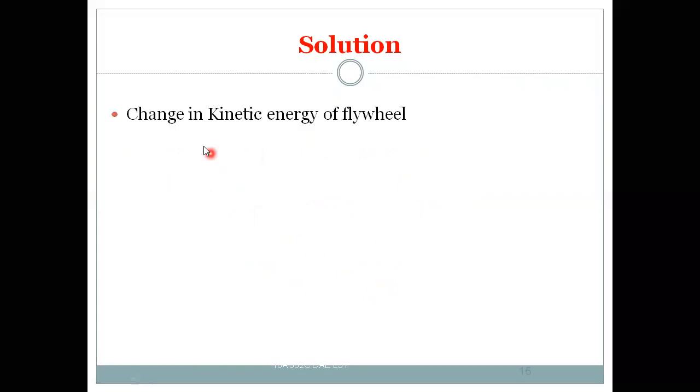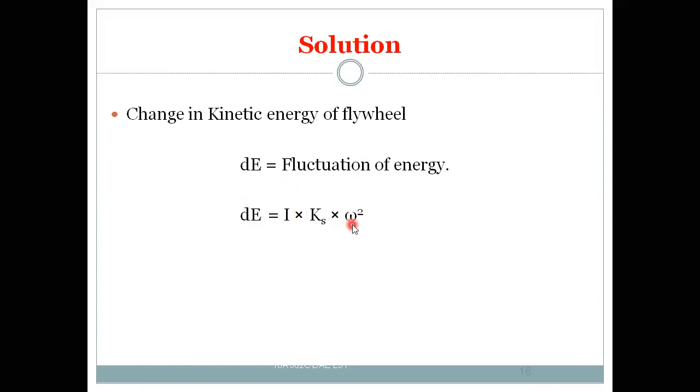Now the change in kinetic energy of the flywheel is equal to the fluctuation of energy, that is, the maximum fluctuation of energy dE is equal to I Ks omega square. Ks is known, I is known, and omega we calculated. After substituting these three values in this formula, you will get the fluctuation of energy in joules, that is 800 into 0.04 into 36.65 square, which gives 42,983.12 joules of fluctuation of energy.